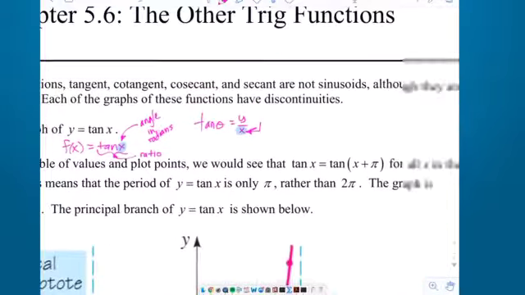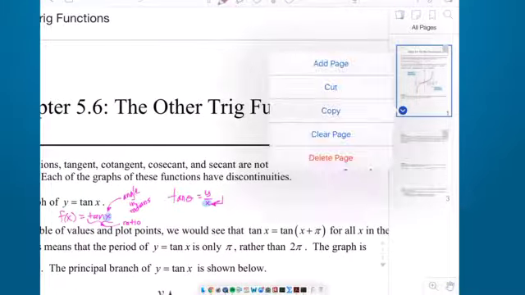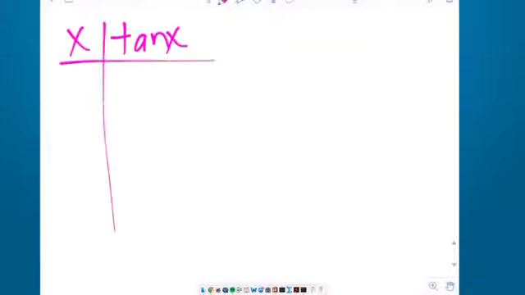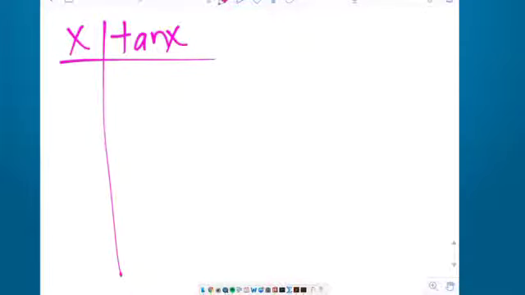So let's go ahead and I'm going to insert a page here. I don't want to just give it away. So if you want to insert a page, that's great. Let's go ahead and create a T-chart because we want to unwrap the graph of tangent of x, and we need some values. So just like we did for sine and cosine, let's complete the following T-chart. I'll have you complete it. We'll choose some random independent variables.